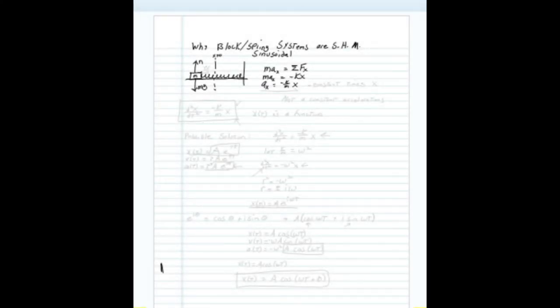Okay, so what we're going to talk about today is why a block on a spring system is an example of simple harmonic motion. In other words, it moves in a sinusoidal fashion. How can we prove that that's exactly the case?